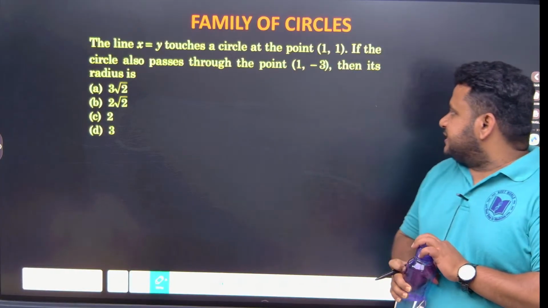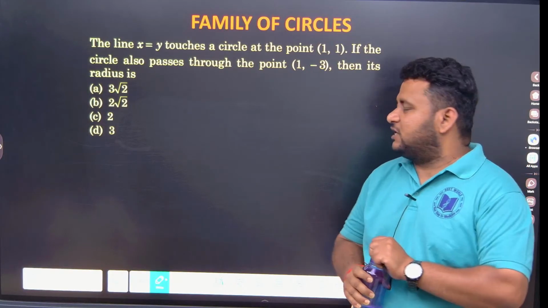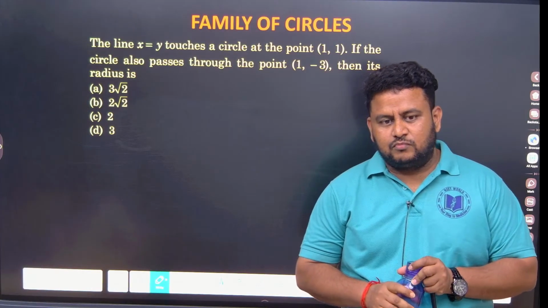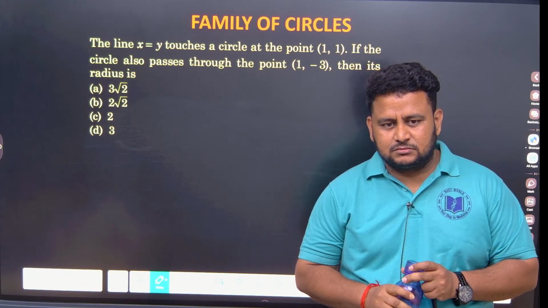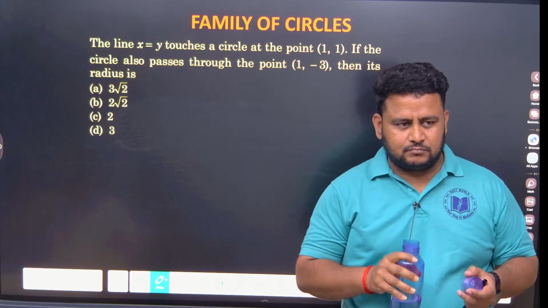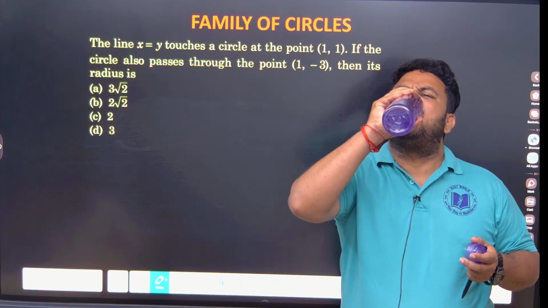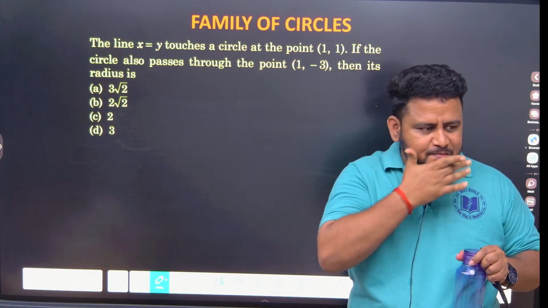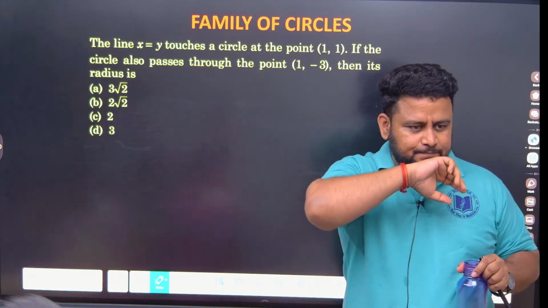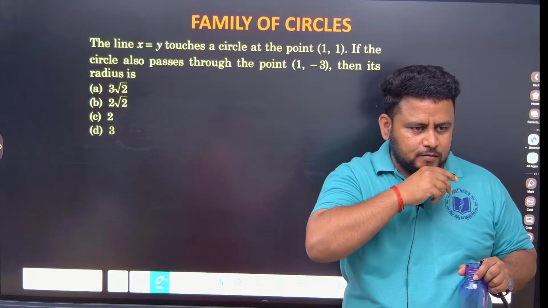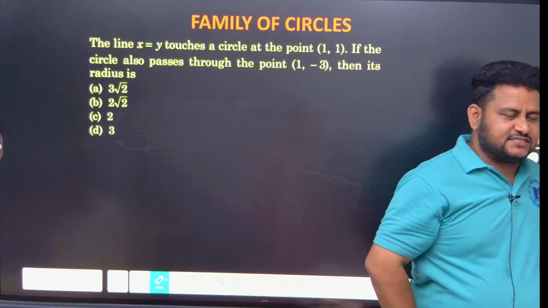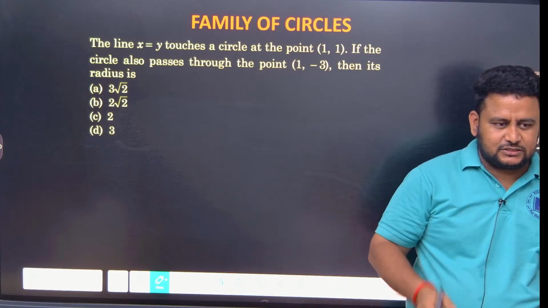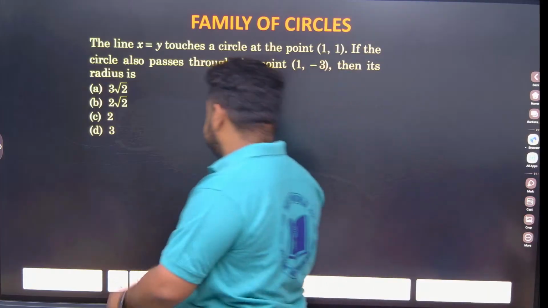The line x is equal to y touches a circle at the point 1 comma 1. Point means what you can take? Point means point circle. Okay. What is the equation of a point circle? But if the center is given, what will you do? (x minus that center) whole square plus (y minus that center) whole square is equal to 0. You will take it.